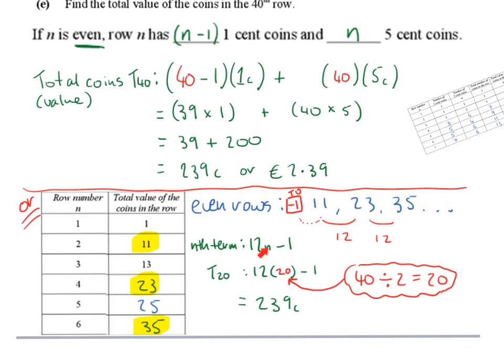I'm going to swap that n for 20 with brackets around it to get term 20. The reason I'm doing that is that 40 divided by 2 is 20. Remember, we were interested in the 40th row, so the total value of coins in the 40th row. But since in this way we're only focusing in on every second row, half of 40 is 20. So 12 times 20 minus 1, again, is 239 cent. So I'll just show you the other way to get the nth term of the sequence using the formula.